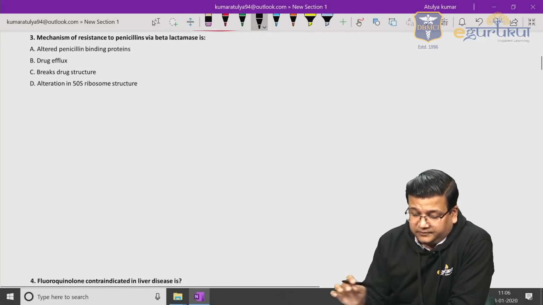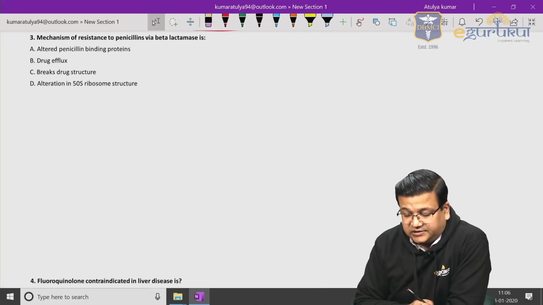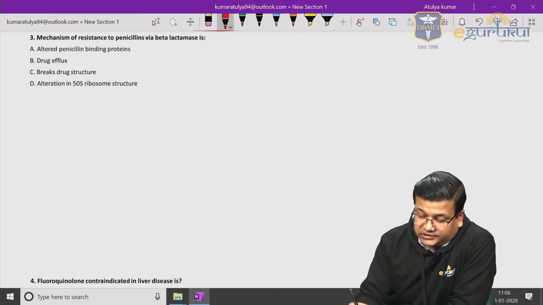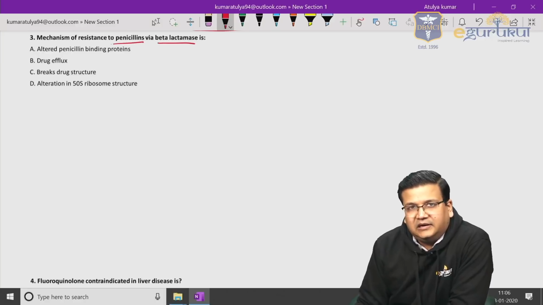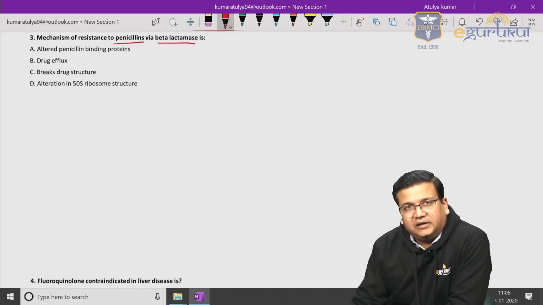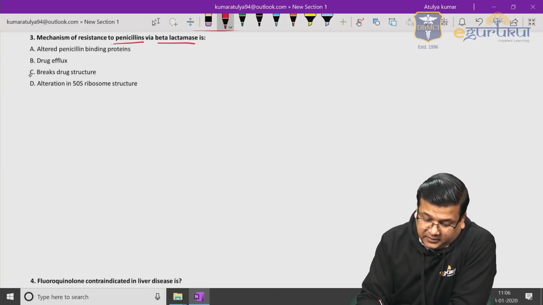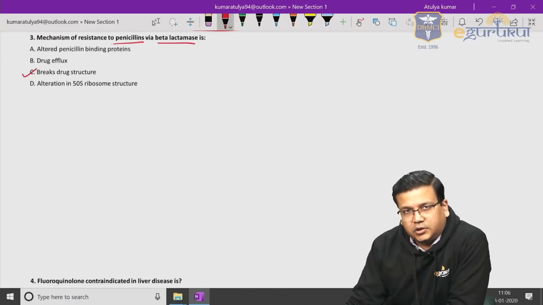Moving to the next question, mechanism of resistance to penicillin via beta lactamase. This is, I think, a question as simple as it can be. So penicillins have a beta lactam ring, and beta lactamase, as the name suggests, is an enzyme which will break open the beta lactam ring. So the answer will be breaks drug structure.